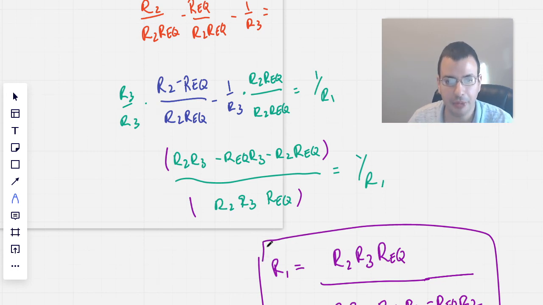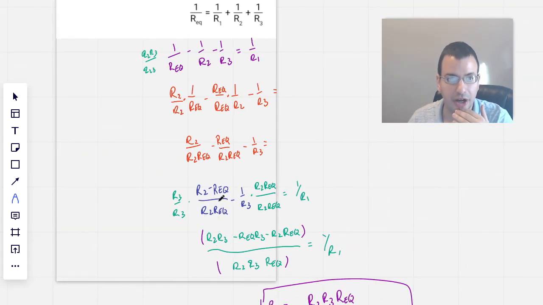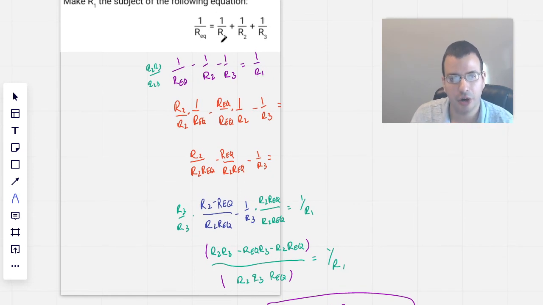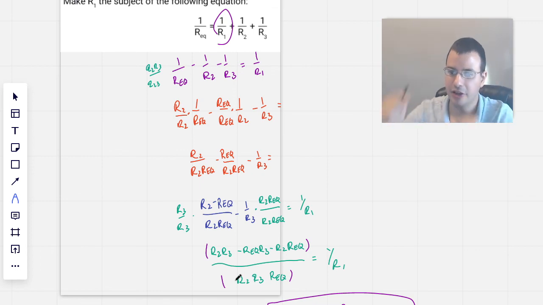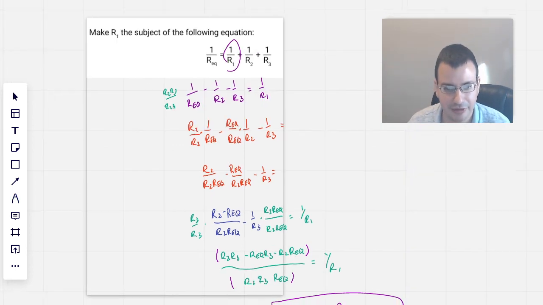So hope that helped. Key idea here was isolating 1 over R1 onto its own side, combining the 1 over resistances using a common denominator, and once they're all combined, then you can flip the fraction. Take the inverse, so to speak.